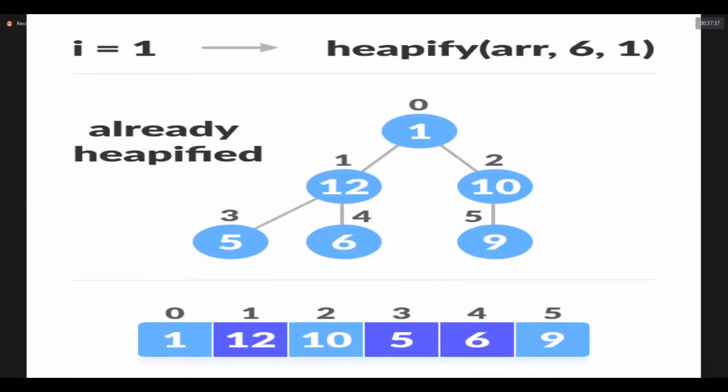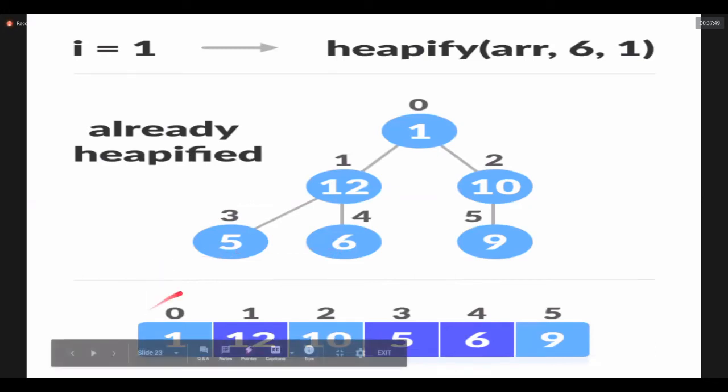Okay, i value decreased by 1. So now i value is equal to 1. Here 12, 5, 6. So 12 is larger than its children, so already it will be 5. So no change. Now the tree becomes 1, 12, 10, 5, 6, 9.